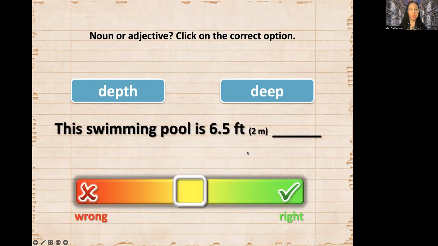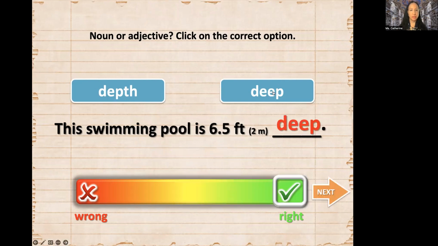What about this one? The swimming pool is 6.5 feet, approximately 2 meters. So would this be depth or deep? The swimming pool is 6.5 feet. Which one? Good. Deep. Deep is describing the pool. How deep is the pool? Okay. So anytime you see the word is, that is your verb. We know we have the noun first, then our verb, and then we have our adjective, okay? So the swimming pool is 6.5 feet deep, okay?